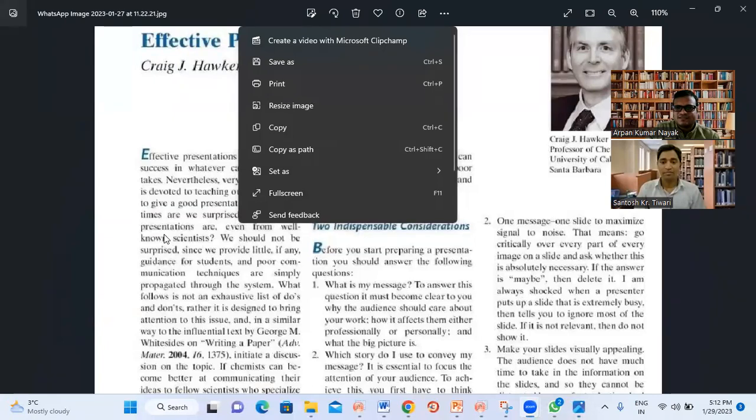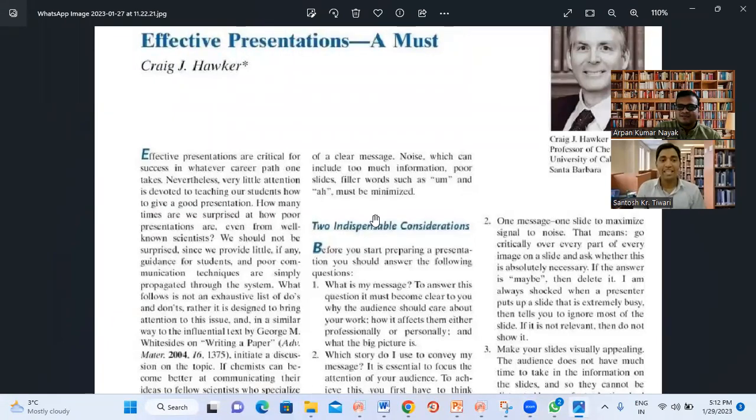Can you see my screen, sir? Yes. This paper is for our audience; they can download it. We will upload it in our channel inbox, so they can download it and read it. It's a very nice article, and a must-read for anyone who is very sincere and committed to doing science and giving presentations around the world. So, sir, please give your opinion.